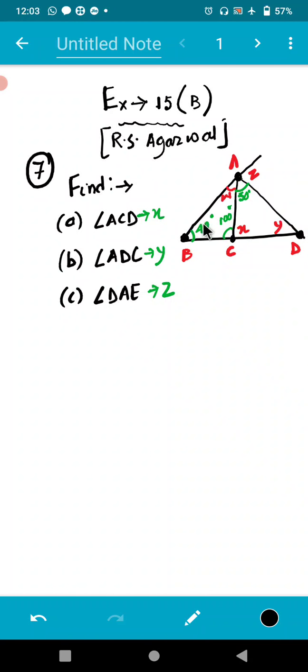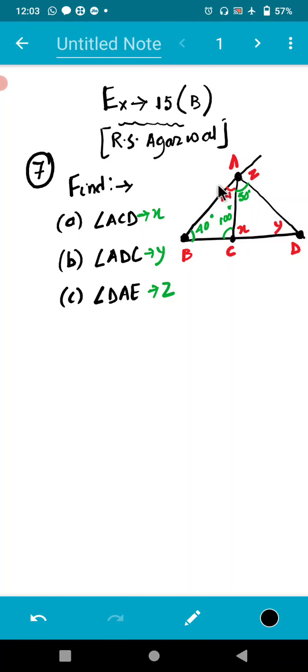As you see in question number 7, they have given one figure. Now we have to find out ACD, which we have taken as X, angle ADC, which I have taken as Y, and DAE, which I have taken as Z. Fine. Now to get the value of Z, students, you need these two angles. So this angle is also unknown, so I have taken this angle as W, so that it would be easier for you to understand. Now let's start.